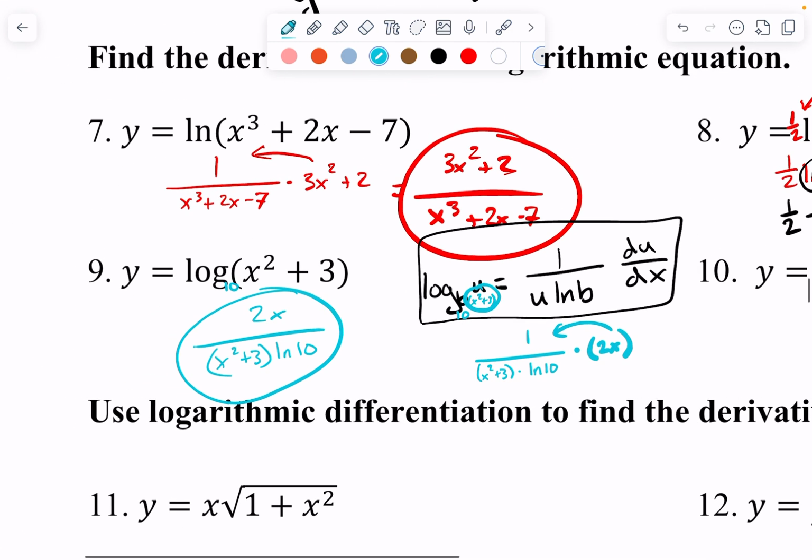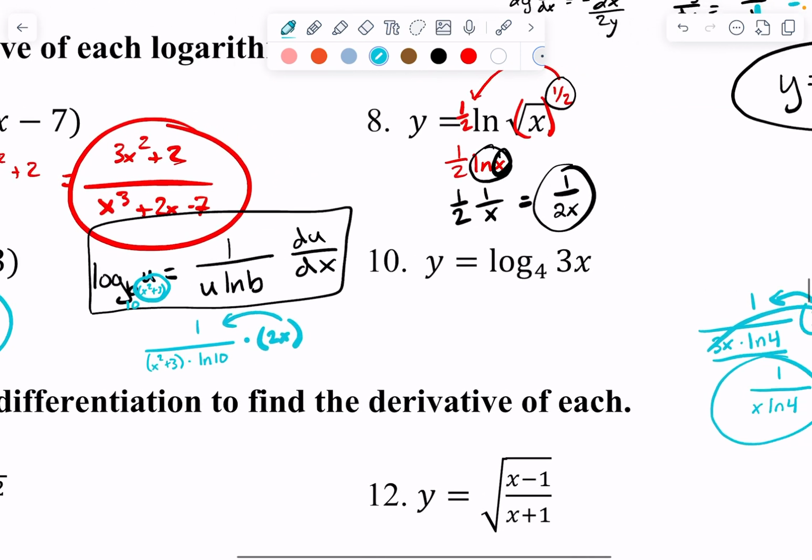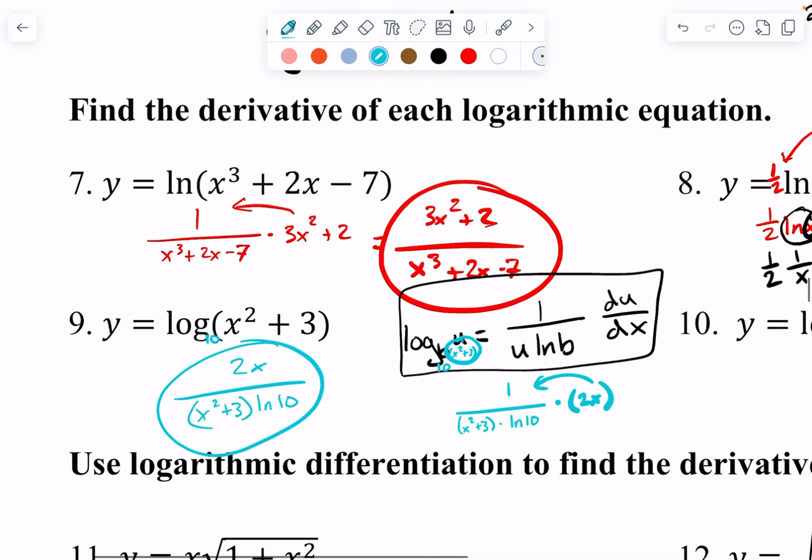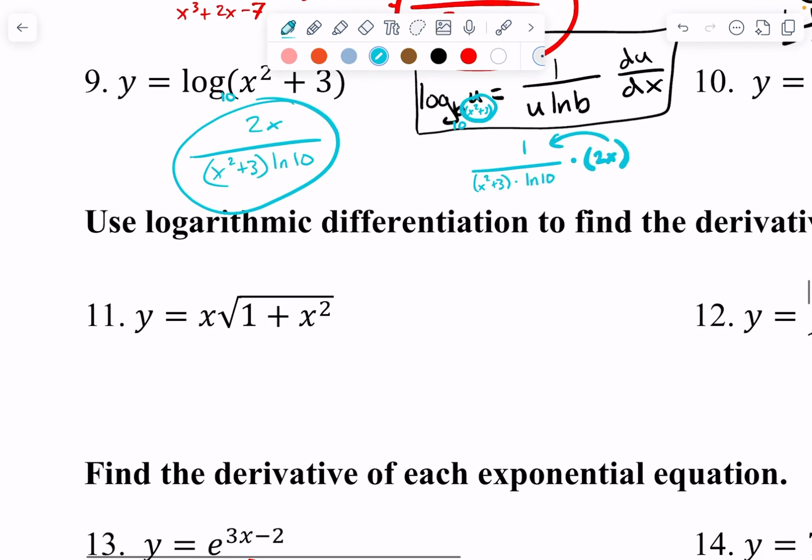Okay, not so bad. I don't really care for the log ones. I much prefer ln, but whatever. It's fine.